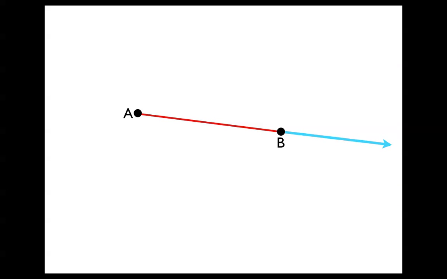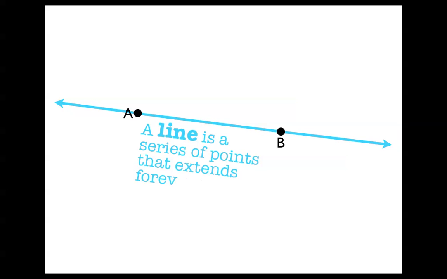Okay. What if you extended in both directions and now neither A nor B are endpoints? They're just 2 points that has a line going through. Oh, that's called a line. A line is basically when you extend in both directions a series of points going to the left, going to the right, and everywhere in between. A line is a series of points that extends forever in 2 directions.